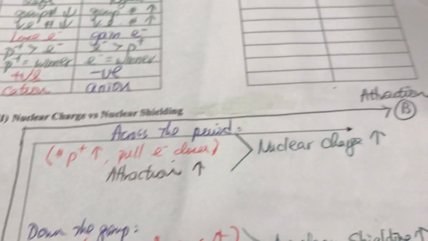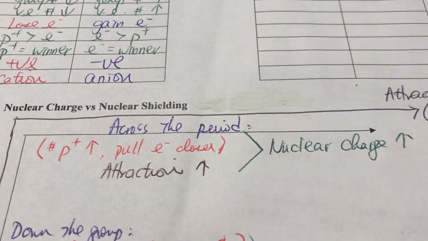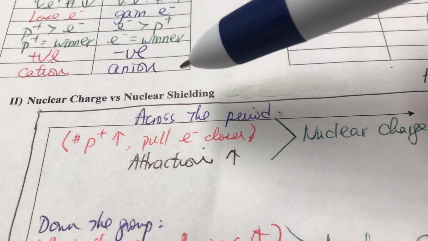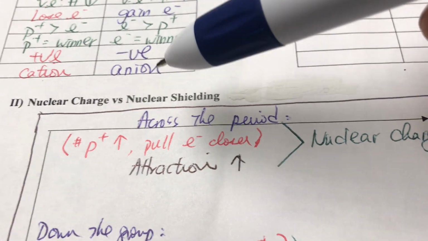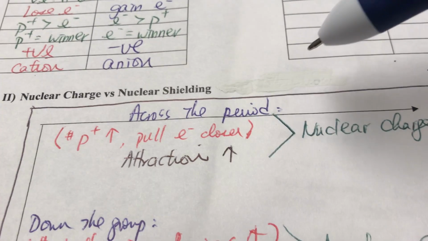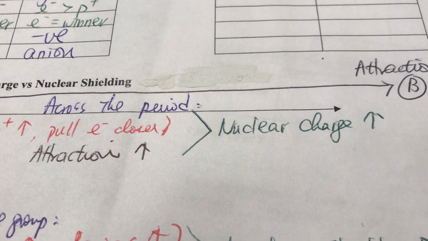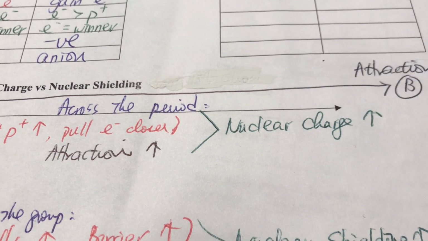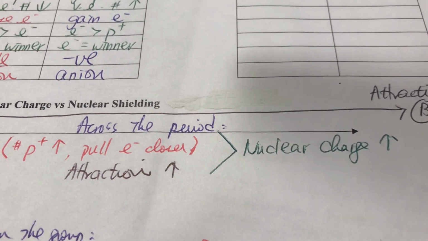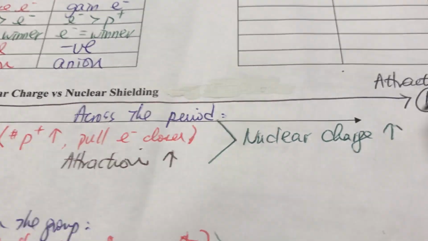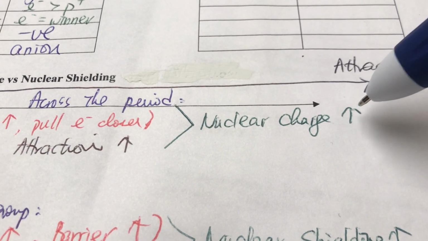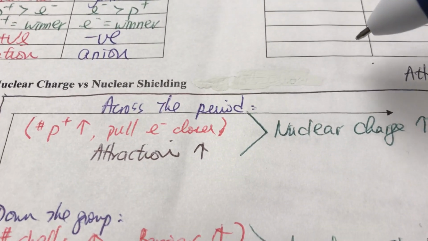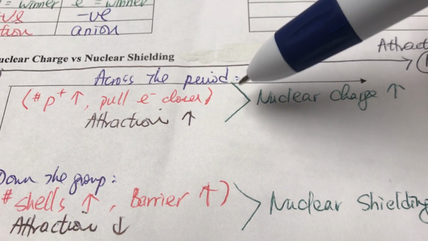That makes sense. Now, on the other hand, across the period, you have more and more protons, and more and more electrons. But when you go across, you have more and more protons to pull the electrons closer and closer. Now, this is called nuclear charge. Nuclear charge is talking about the difference between proton and electron. This will be called nuclear charge increasing when you go across a period. So when you pull the electrons closer and closer, the attraction is going to go up.